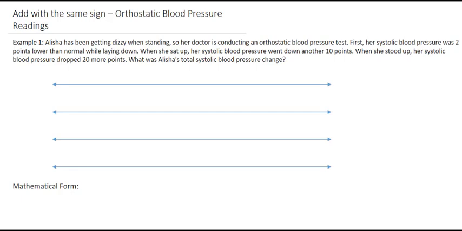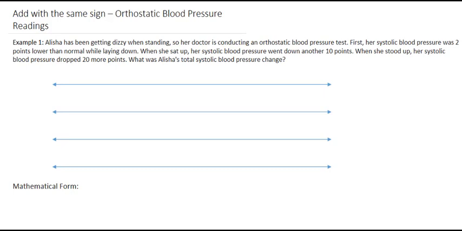Add with the same sign. Alicia's been getting dizzy when standing, so her doctor is conducting an orthostatic blood pressure test. First, her systolic blood pressure was 2 points lower than normal while laying down. When she sat up, her systolic blood pressure went down an additional 10 points. And when she stood up, her systolic blood pressure dropped 20 more points. What was Alicia's total systolic blood pressure change?